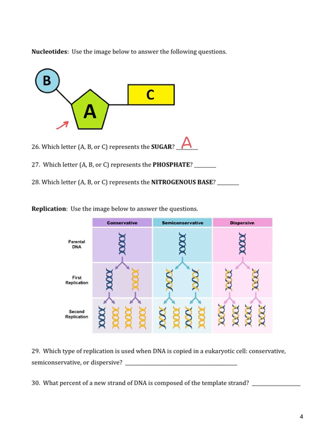Number 27, which letter represents the phosphate? The other part of the backbone, essentially, of the DNA molecule is a phosphate, and that is letter B. And then number 28 says which letter represents the nitrogen base. So remember, the nitrogen bases can change. They can be adenine, guanine, thymine, or cytosine, but they're always in the same place on the molecule, and that is at letter C.